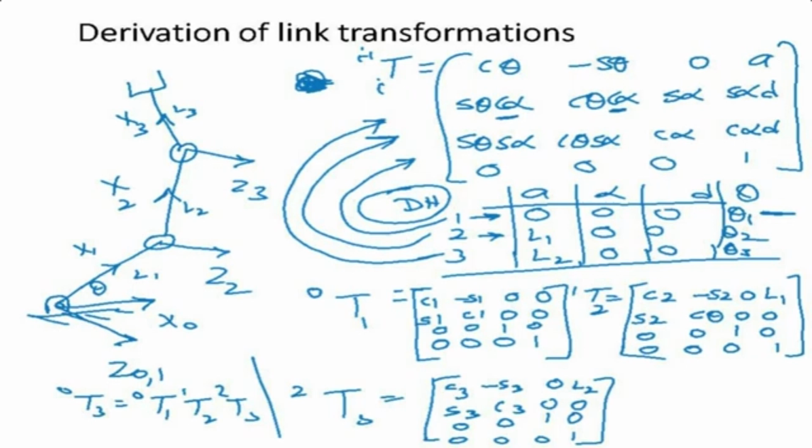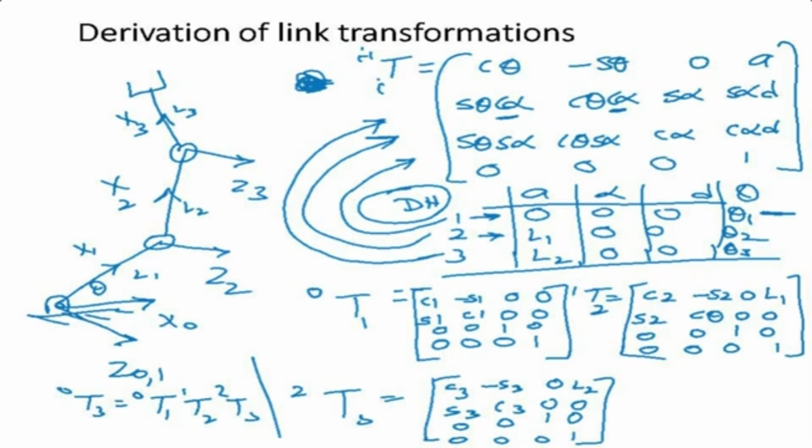Now, why do I need to get this? Because I want to go from the 0 frame to the third frame. So if I need to go from the 0 frame to the third frame, then what I'm going to get is T 0 to 1, T 1 to 2, and T 2 to 3. I just multiply them out. So what we get here is 0, 0, 0, 1.